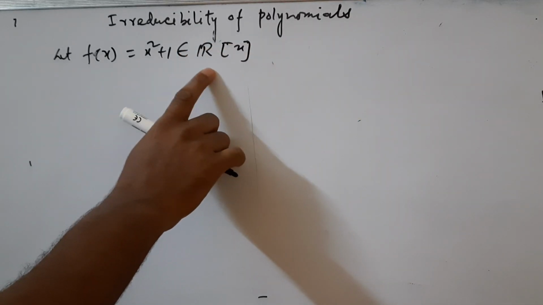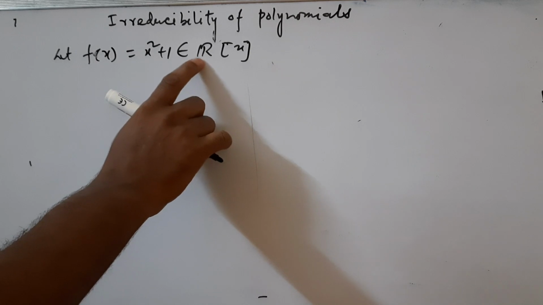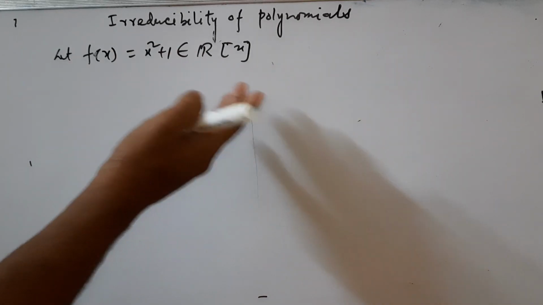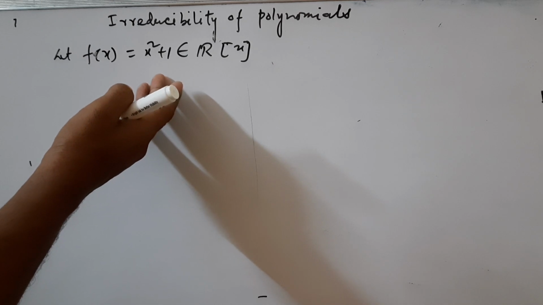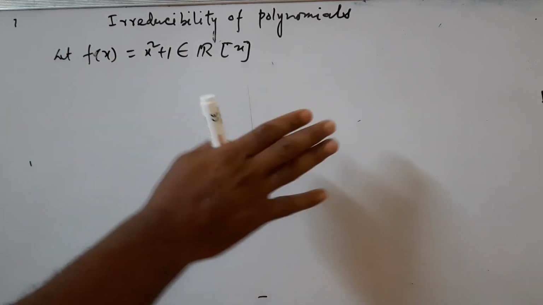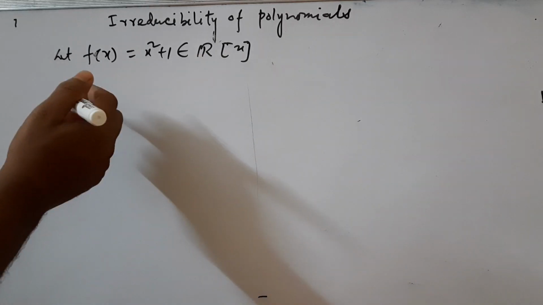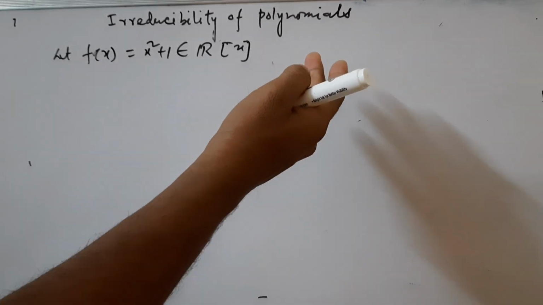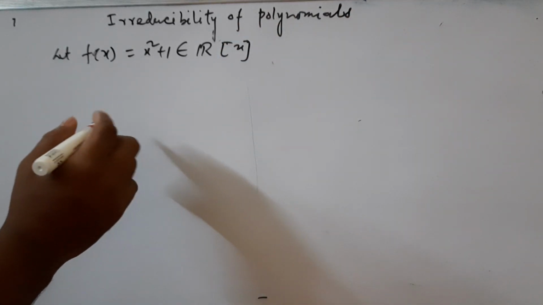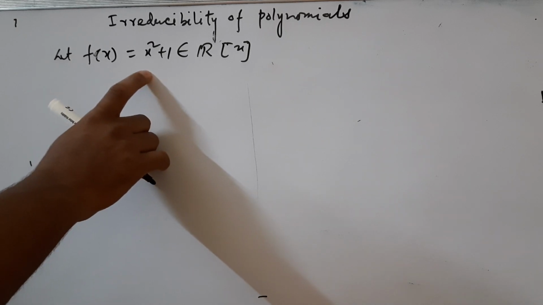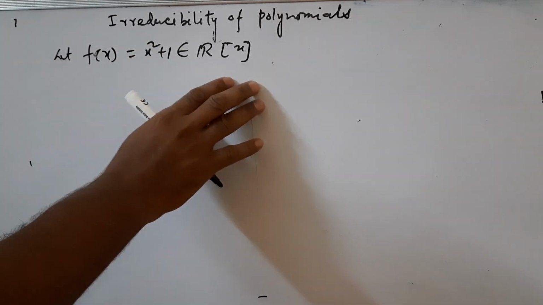This is a ring of all polynomials over reals. Now in class 11 or class 12 we have learned that this polynomial cannot be factorized over R, but can be factorized over the complex. So we claim that f(x) is irreducible in R[x].